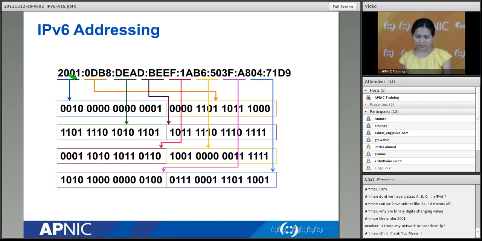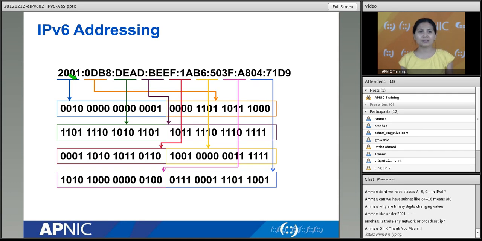Any other questions? Is there any network or broadcast IP? Oh, very good question, Swan. Well, there is no such thing as a broadcast with IPv6. Okay? So again, there is no such thing as broadcast with IPv6. Instead of that, we're using multicast and anycast. Okay? I'm not sure if I have a set of slides about that here because it's usually in the overview.